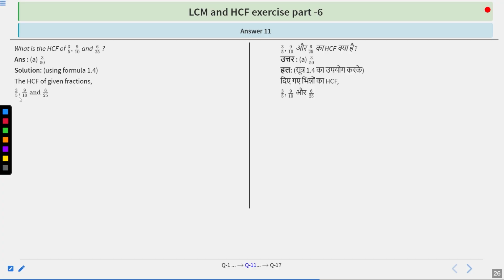Now, we have fractions 3 upon 5, 9 upon 10 and 6 upon 25. Using formula 1.4, we know that the HCF of fractions is equal to HCF of numerators upon LCM of denominators. So numerators are 3, 9 and 6 and denominators are 5, 10 and 25. So HCF of 3, 9 and 6 is 3 and LCM of 5, 10 and 25 is 50. Therefore 3 upon 50 is the HCF of given fractions. Option number A is the correct answer.